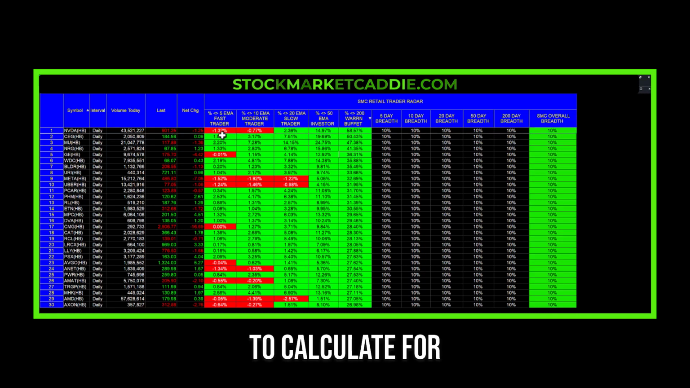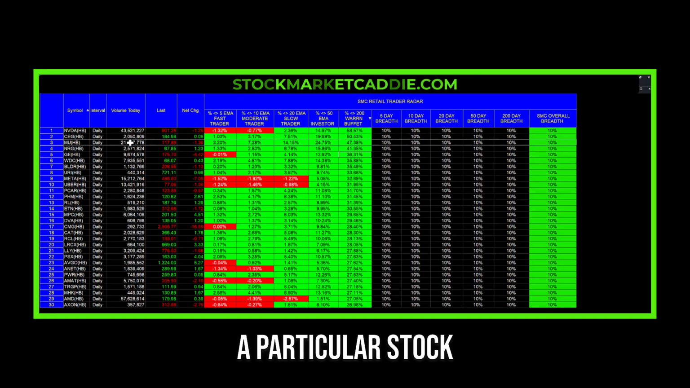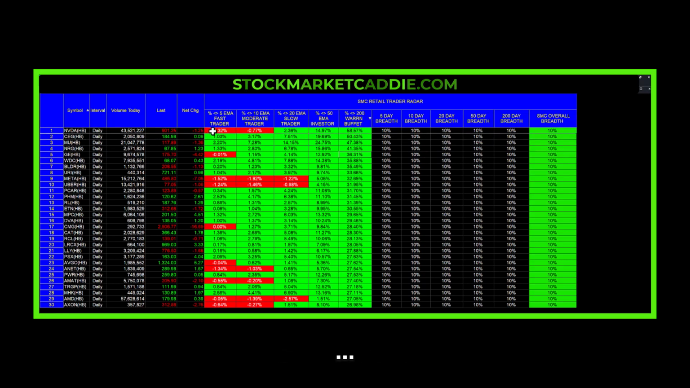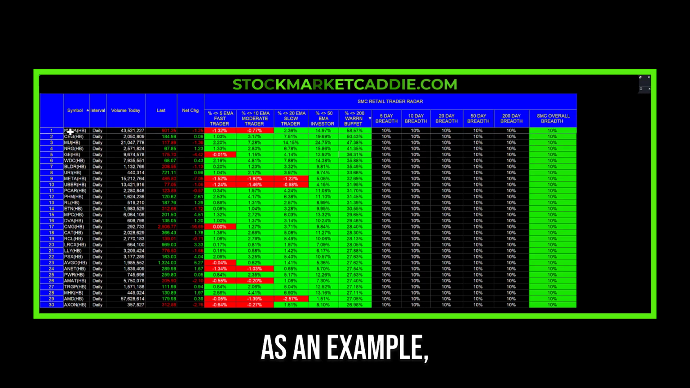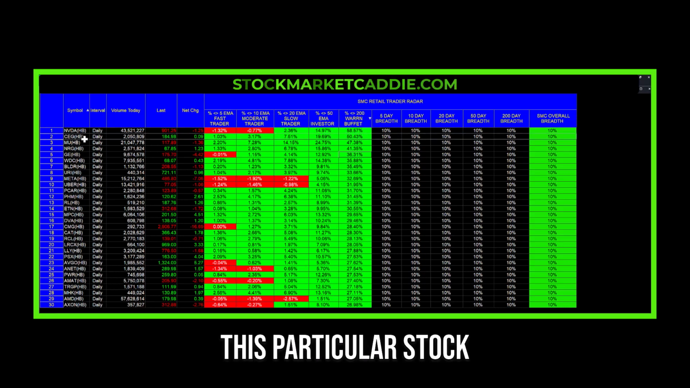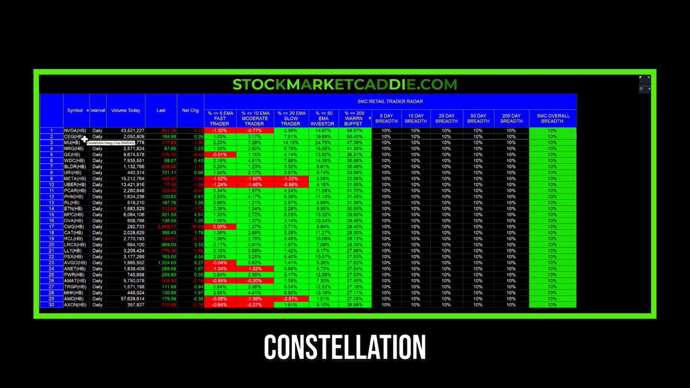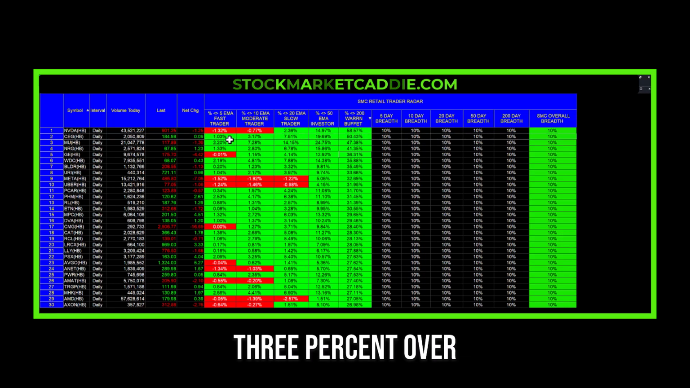This is going to calculate for us what percentage a particular stock is up and over its 5-day EMA or under its EMA. As an example, NVIDIA is 1.32% under its 5-day EMA. This particular stock, Constellation Energy Group, is 1.03% over its 5-day moving average.